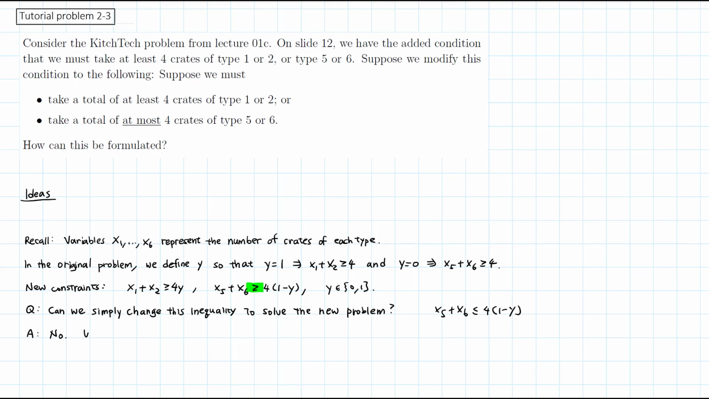And that is because when y is equal to 1, where the first condition is supposed to hold, we have x5 plus x6 is at most 0. This forces x5 and x6 to be 0. This is an unintended consequence of setting y is equal to 1. It restricts the variables of x5 and x6 unnecessarily.